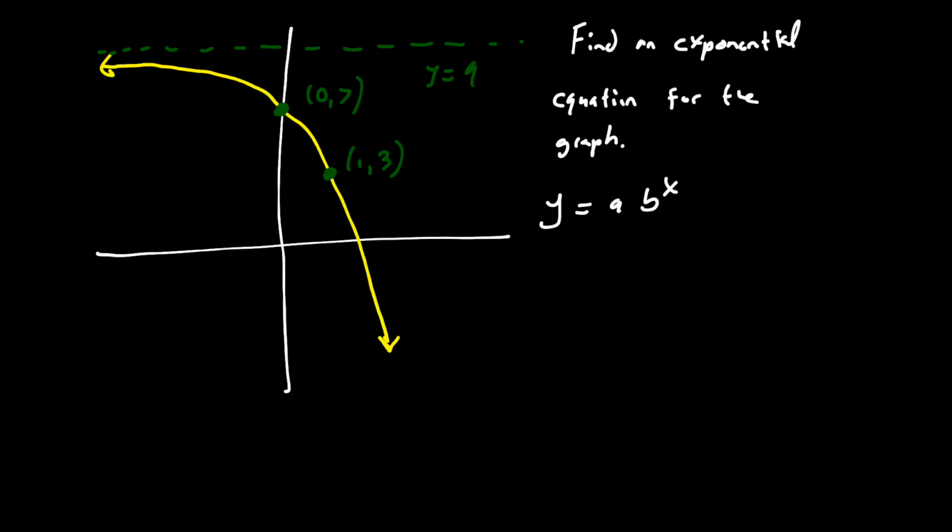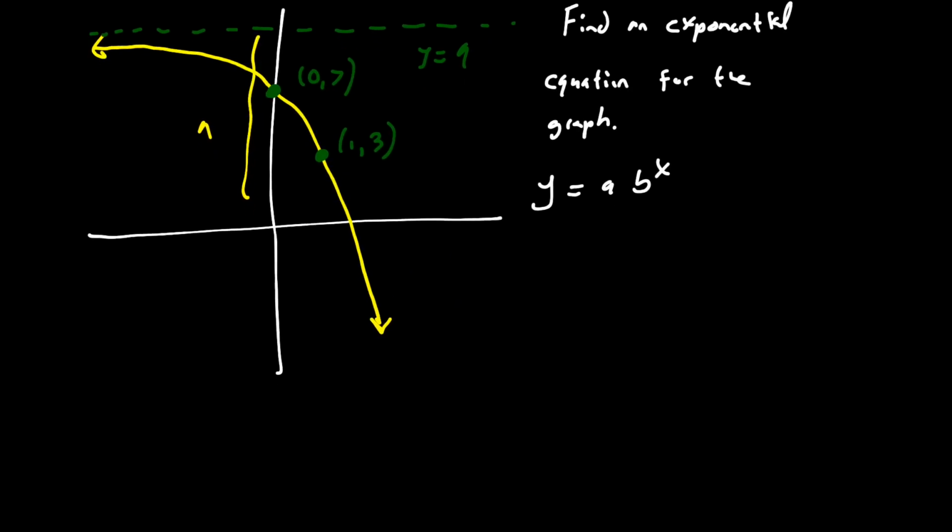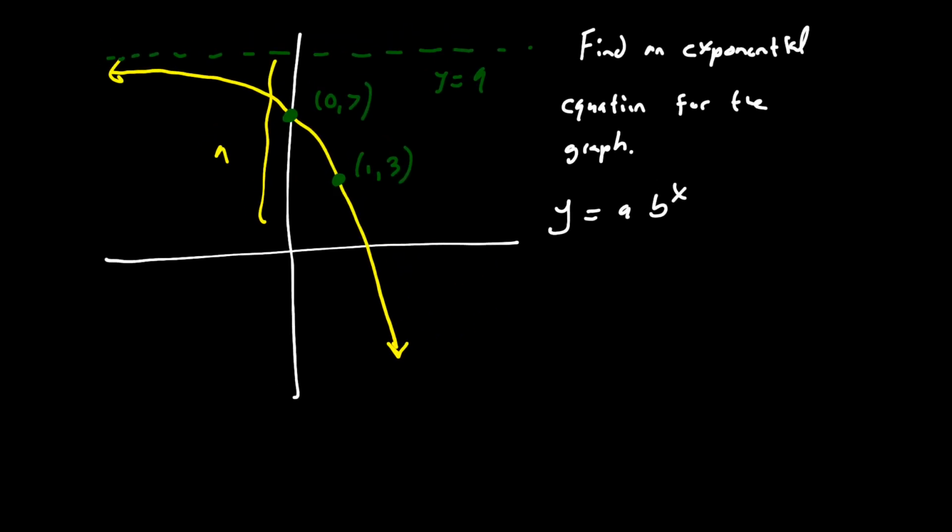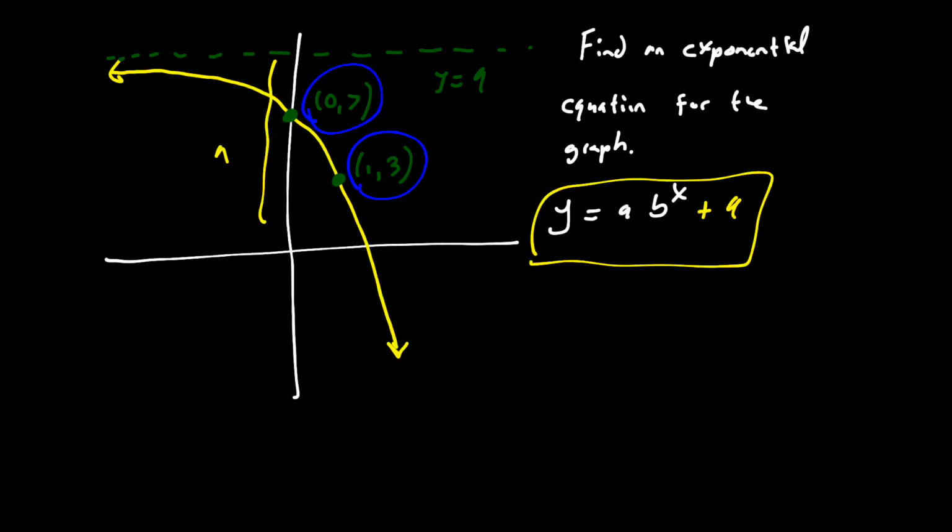And the thing that we notice is that our horizontal asymptote has been shifted up by 9 units, which means that our graph has a vertical shift by 9 units. So go ahead and add a plus 9 to this equation here. Now that we have our equation, we want to use the points given, the points (1, 3) and (0, 7), to figure out what our a and b are.